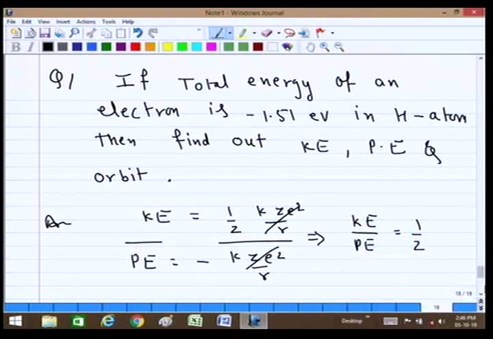Is it clear to you? How many of you have got this one? Shillong? Okay, one. Please solve this.